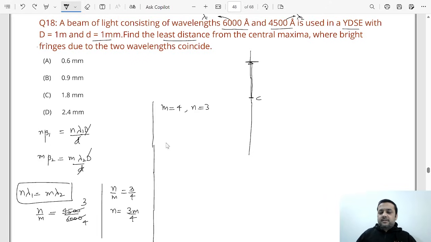So let me put n equals 3. Let's say this distance is y, which is what we want to find. So y will be equal to n, which is 3, times lambda 1, which is 6000 angstrom. We have to find the answer in millimeters, so let's change angstrom to millimeter. For that you have to multiply by 10 to the power 7, from angstrom to millimeter. Divide by capital D, which is 1 meter, so 1000 millimeter, upon small d, which is 1 millimeter.